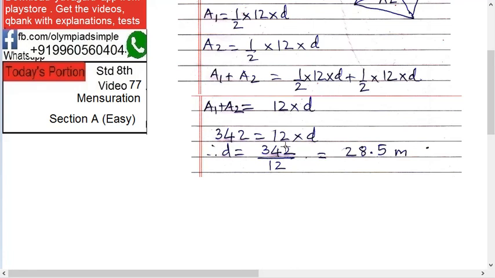So D equals what? 342 upon 12. 12 ones are 12, and so D is 28.5. So that is the required answer.